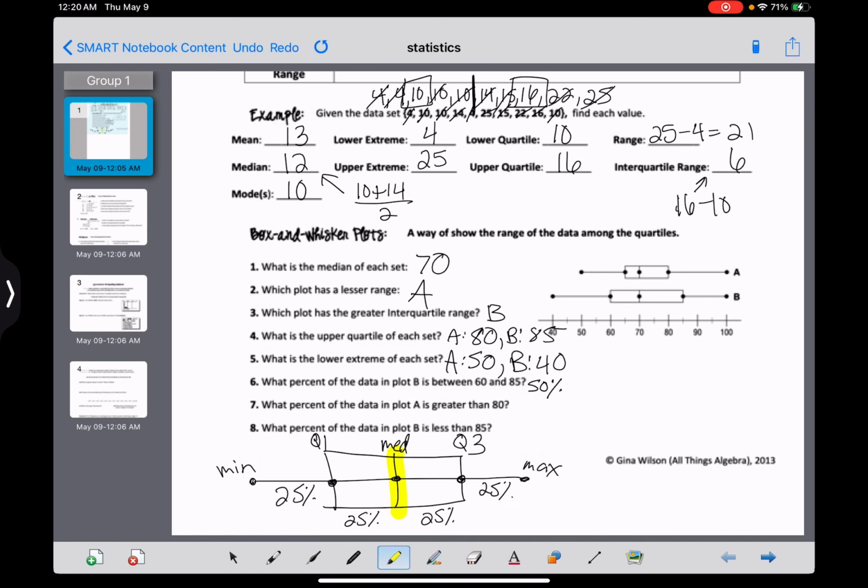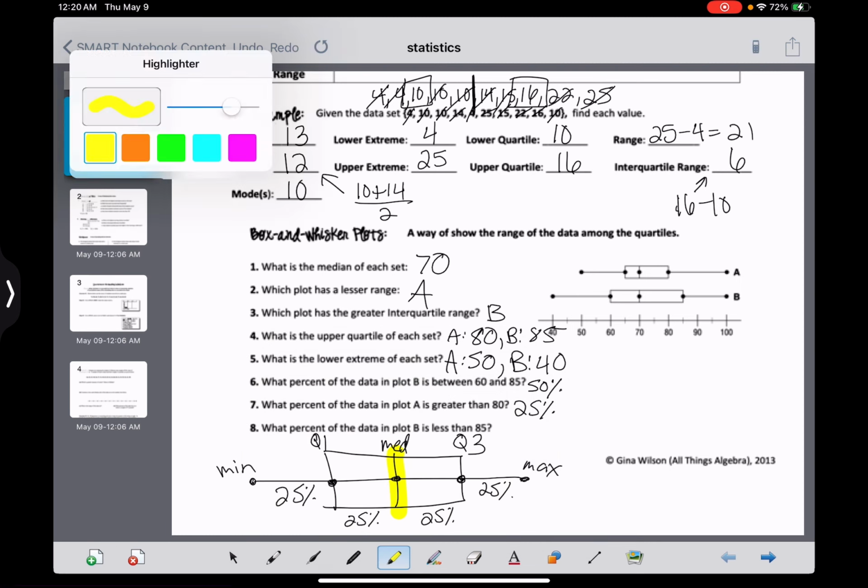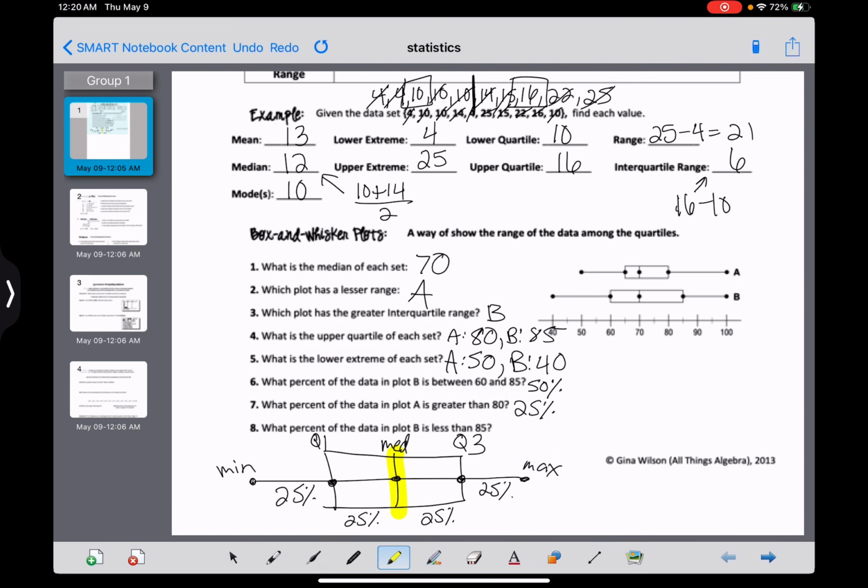The next question says, what percent of the data in plot A is greater than 80? So I'm looking at where 80 is, and it's just this one section, and one section is only 25%. And then for the last one, it's asking me what percent of the data in plot B is less than 85? So I'm finding 85, which is right here, and everything less, there's 1 section, 2 sections, and 3 sections. So that's 75%. Okay.